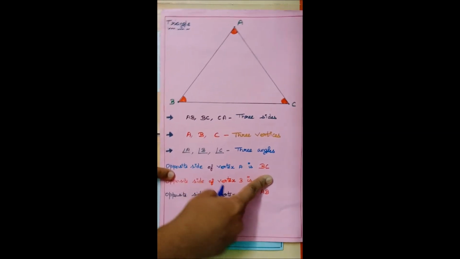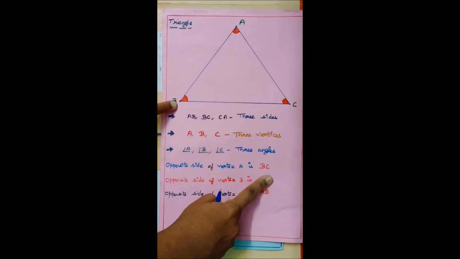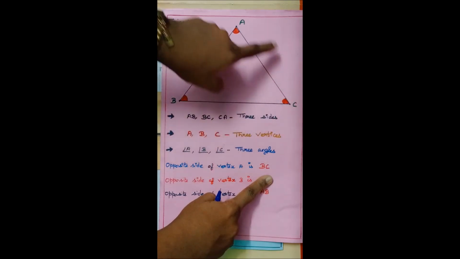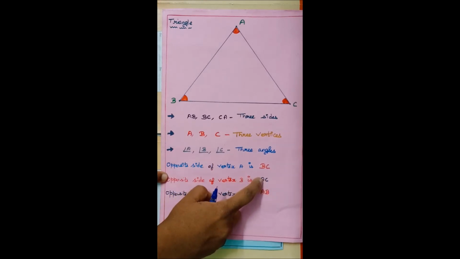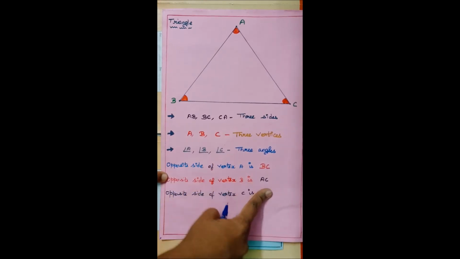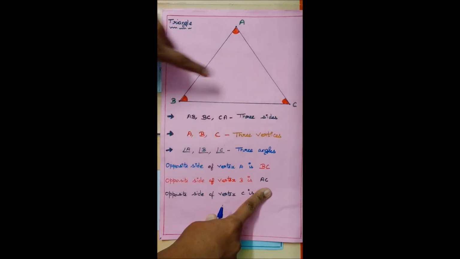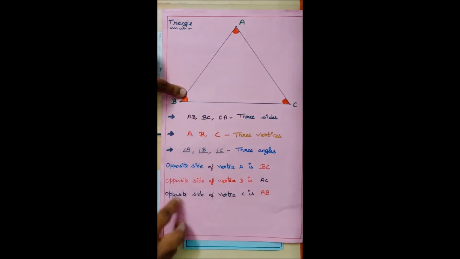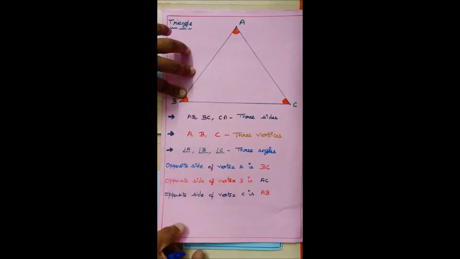Okay. Which is the opposite side of vertex B? CA. So the opposite side of vertex B is CA, we can also write it as AC. Which is the opposite side of vertex C? AB. So the opposite side of vertex C is AB. I hope you understand.